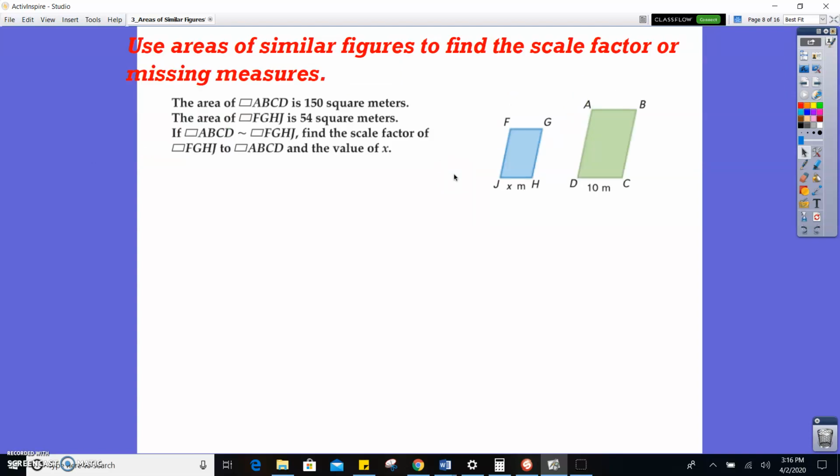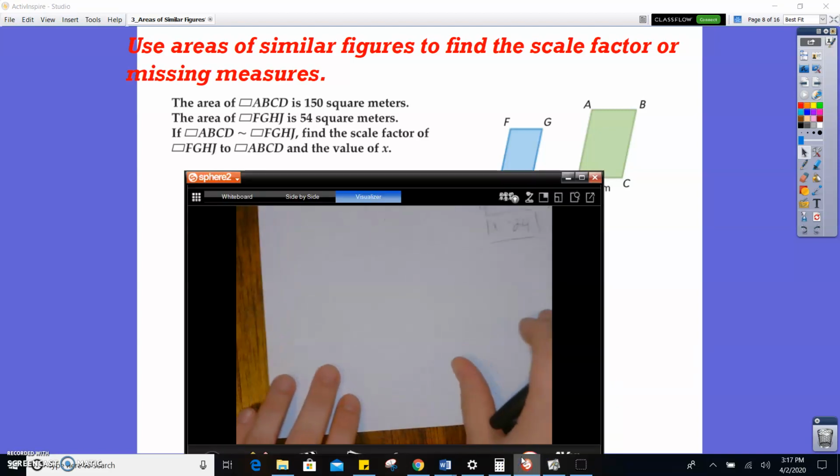So now we want to use areas of similar figures to find the scale factor of missing measures. I'm given that the area of parallelogram ABCD is 150 square meters, and the area of parallelogram FGHJ is 54 square meters. So if they're similar, that means that the relationship between their areas must be equivalent to scale factor squared, and I'm trying to find the unknown value of segment JH. To find the unknown segment, I need to find the actual scale factor. So I'm going to use the information I know about the area relationships to solve. So move this up.